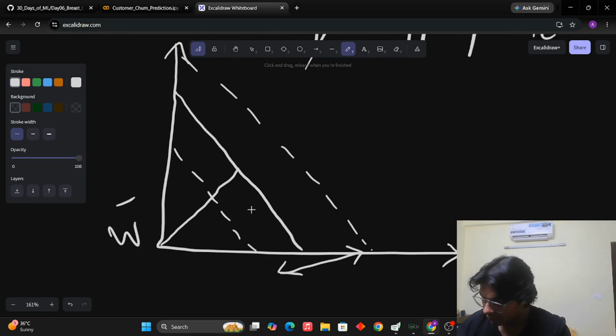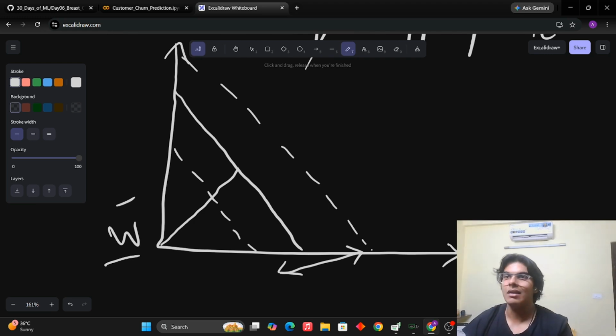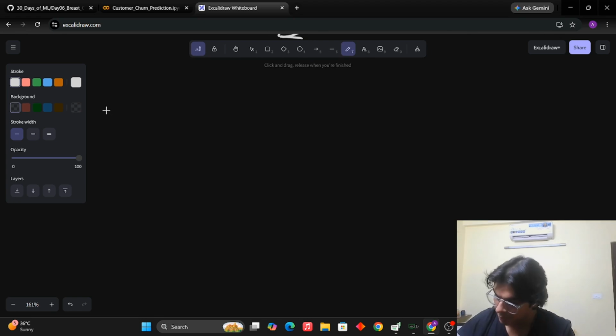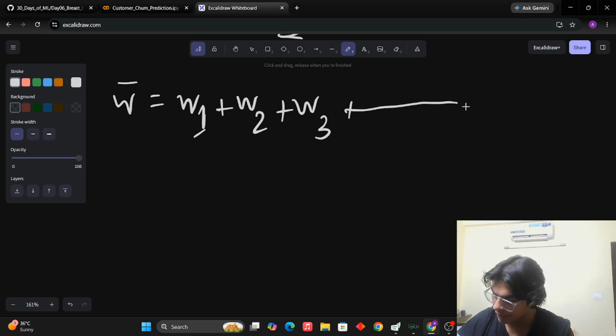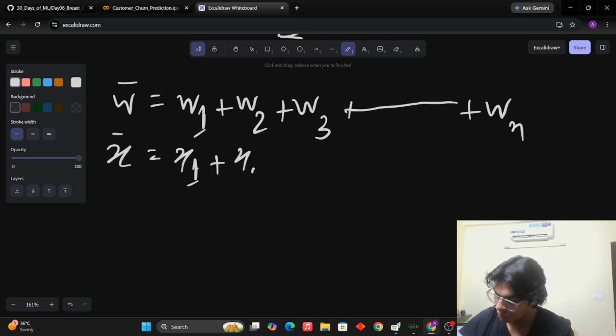Going forward, when we look at this weight vector W bar, this is basically the weighted vector for all the features. So if we write it down properly, W is nothing but W1, W2, W3, all the way up to Wn. Similarly, we have the feature X. X is nothing but X1, X2, continued all the way up to Xn.